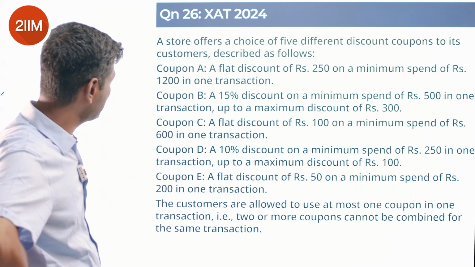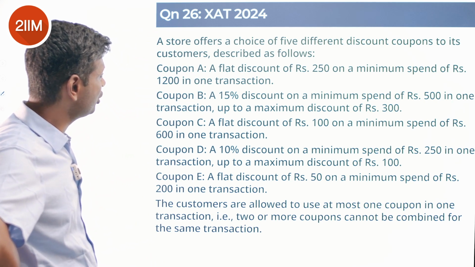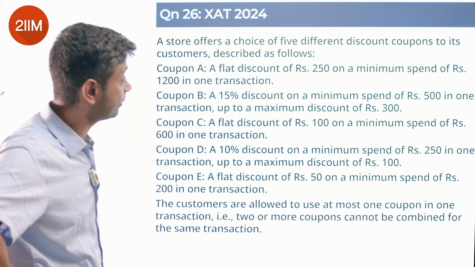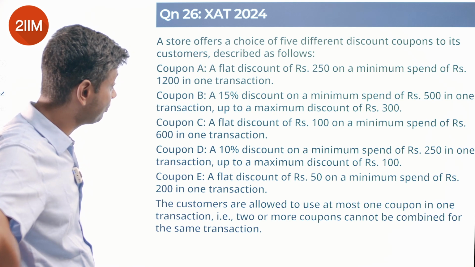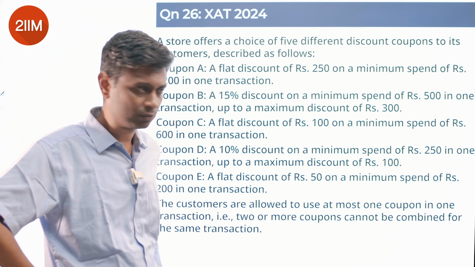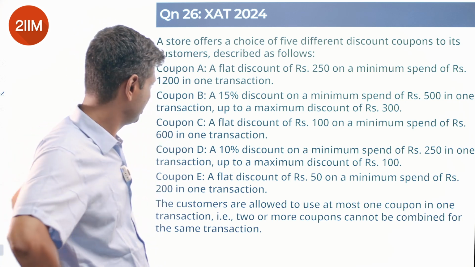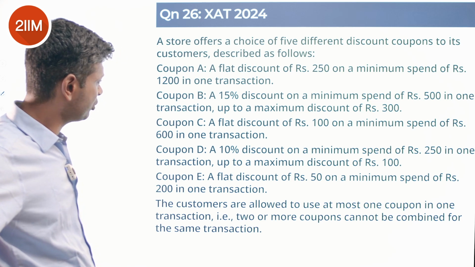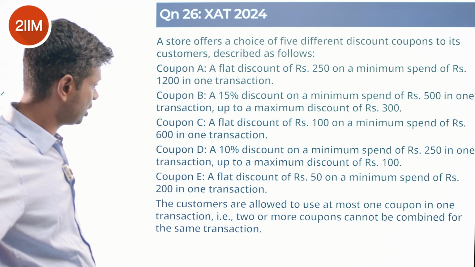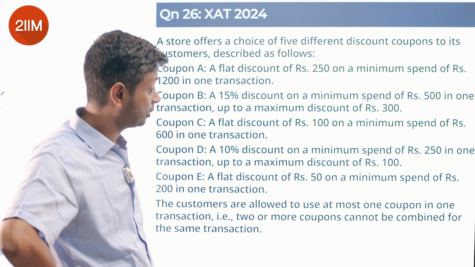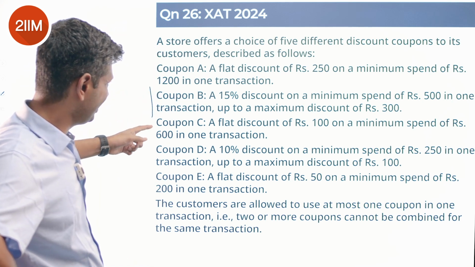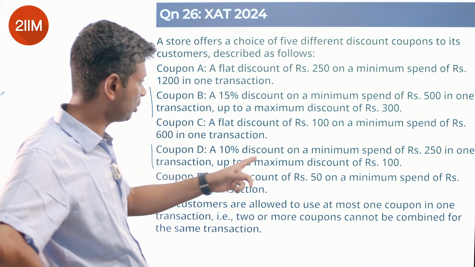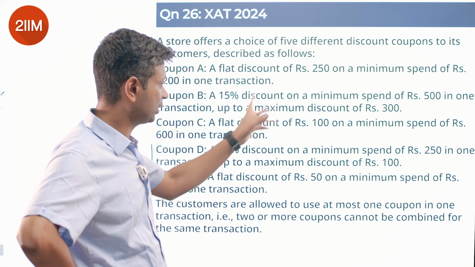Flat discount of 250, minimum spend of 1200. 15% discount on a minimum spend of 500 in one transaction, up to a maximum discount of 300. Or you could buy for 2000 rupees and get 300 rupees off, but not more than 300 rupees off. Like one of those Swiggy, Zomato thingies. A flat discount of 100 on a minimum spend of 600. A 10% discount on a minimum spend of 250 in one transaction, up to a maximum discount of 100. Here's 15%, here's only 10%, but the minimum spend is 250. So if you spend 260 bucks, you'll probably go for this. If you're spending 500 or more, you'll go for that.